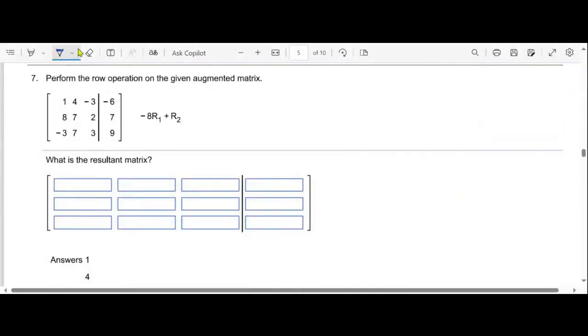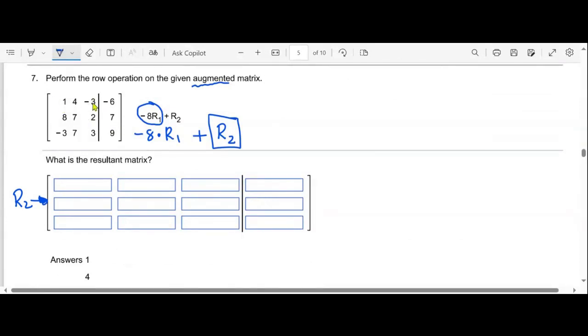Perform the row operation on the given augmented matrix. Augmented matrix, sorry. So what does it say here? What should we do with row 1? Multiply by -8. Right. So multiply row 1 by -8, and then add it to what? Row 2. And put the result where? In row 2. Yeah. Right?